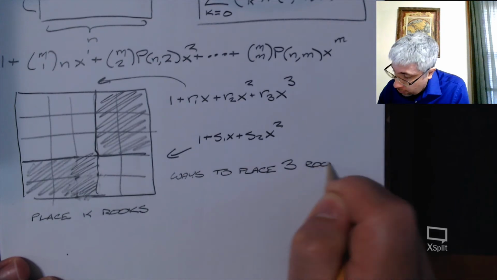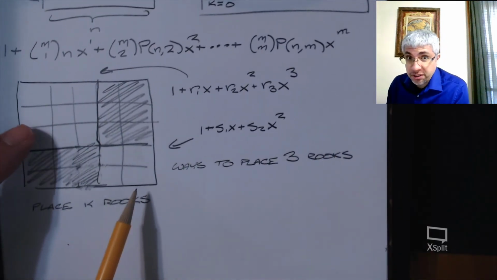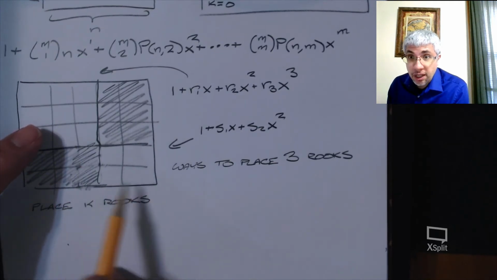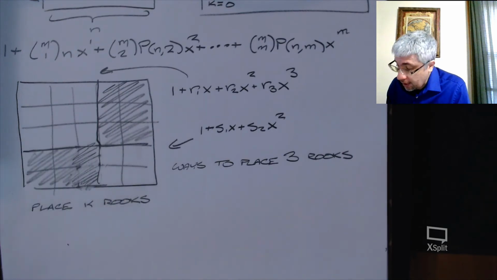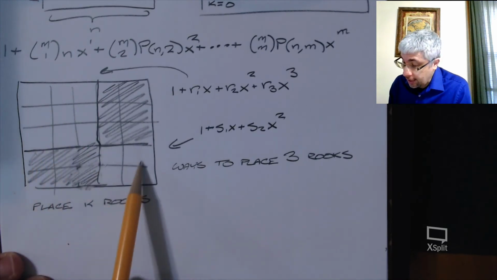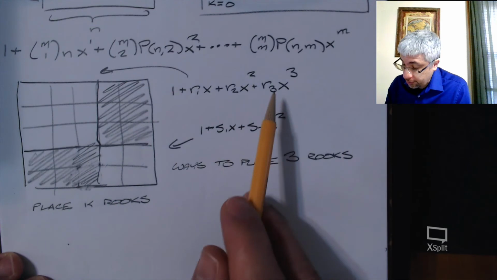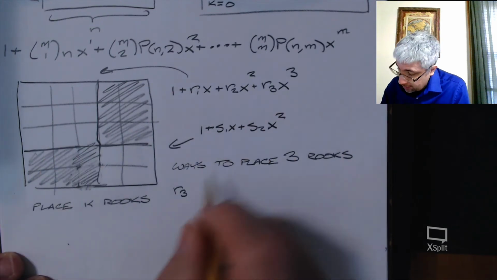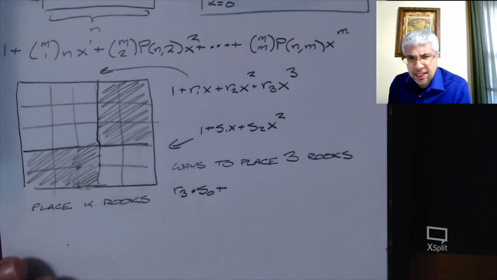Now, we already know that our placement, our spot, doesn't affect the possibilities for the other board. So for example, let's say I place 3 rooks here and 0 rooks here. Well, what am I going to get? I'm going to have R3 times, well, this is 1, or S0. So I'll just write that.